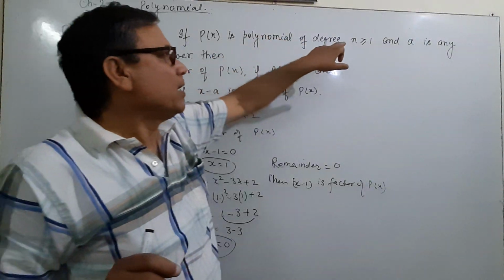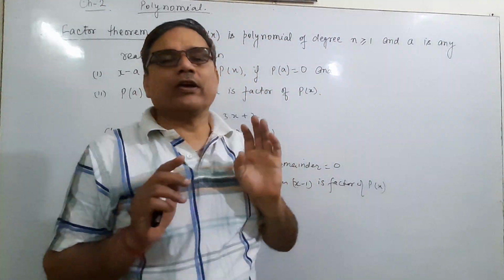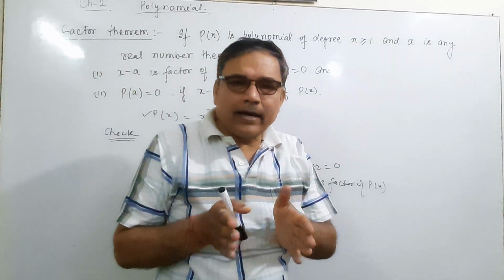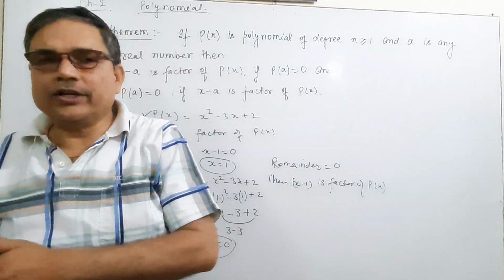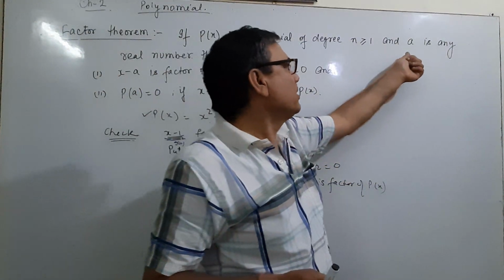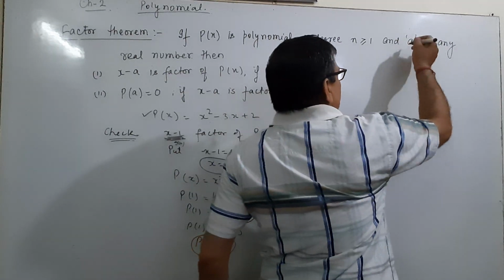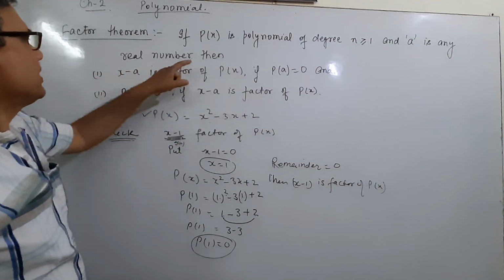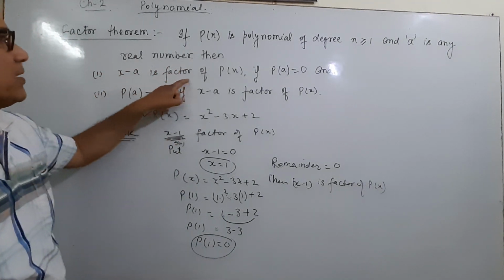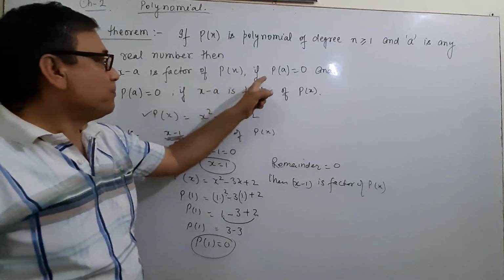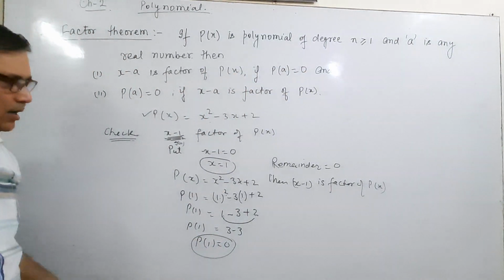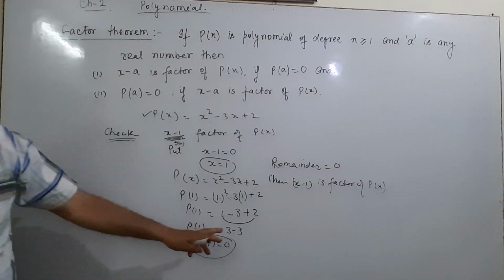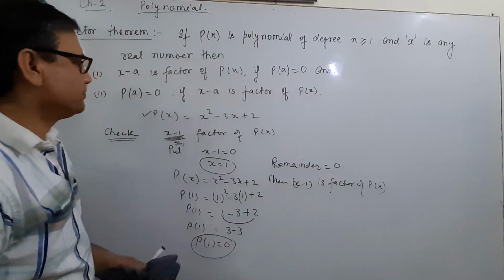Please revise it carefully. The degree n of the given polynomial is either equal to 1 or greater than 1. That means p(x) is a polynomial whose degree is equal to 1 or greater than 1. Let a be any real number, such as 1, 2, 3, root 2, root 3. Then x minus a is a factor of p(x) if p(a) equals 0. Here the remainder is 0, and now I am giving one example for this. You said the remainder is 0, then x minus 1 is a factor of this one.